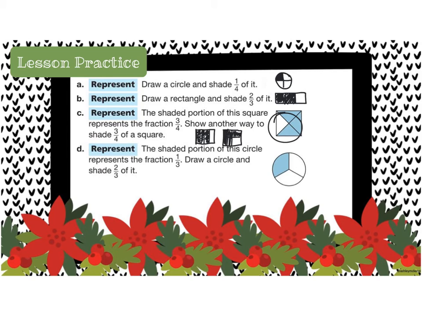Okay, part D. The shaded portion of this circle is showing me 1/3 right now. Draw a circle and shade 2/3 of it. And we just talked a little bit earlier that you're kind of drawing like a peace sign to make a circle divided into thirds. Good. Beautiful.